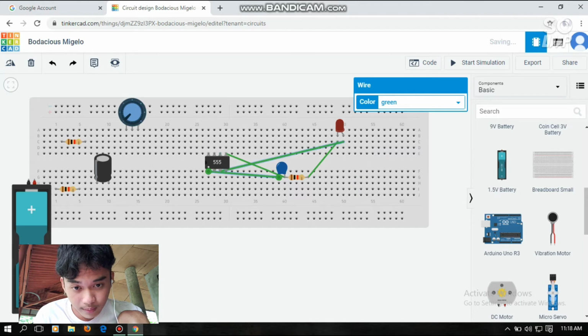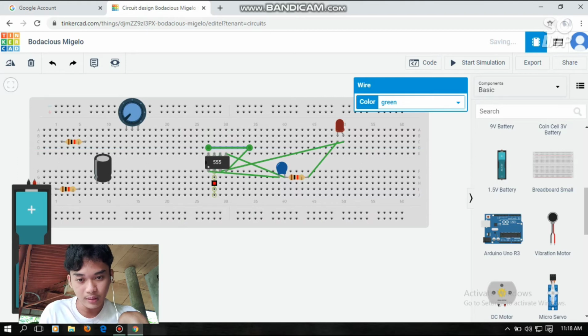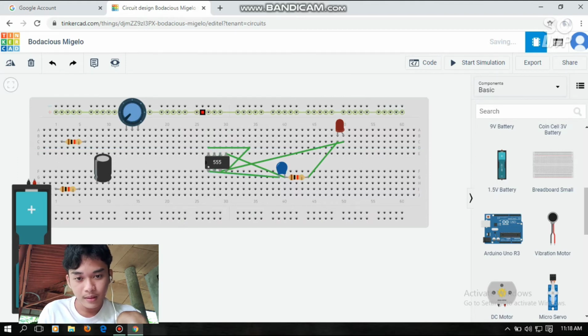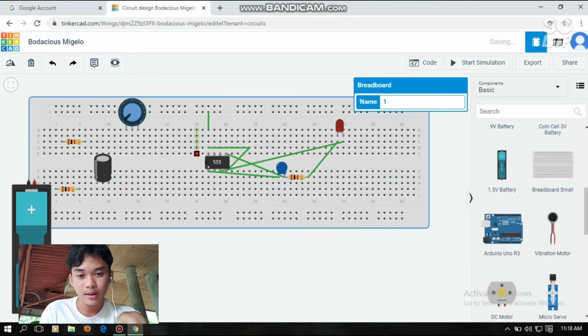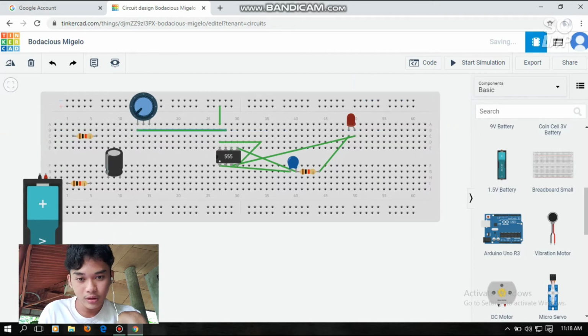And then the reset pin connected to that, connected to VCC pin, and we're going to connect that here. The potentiometer connected to discharge.